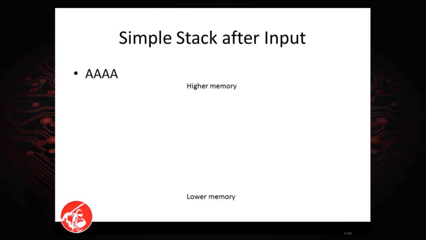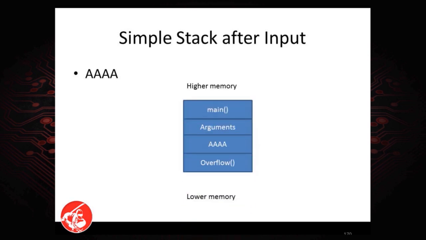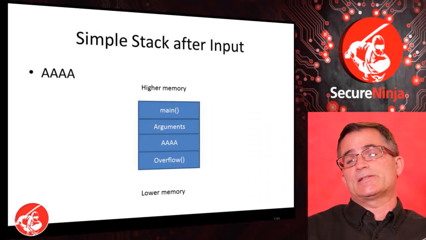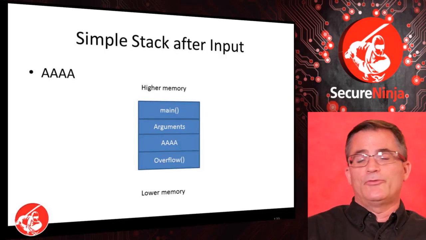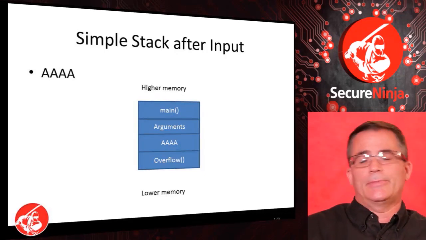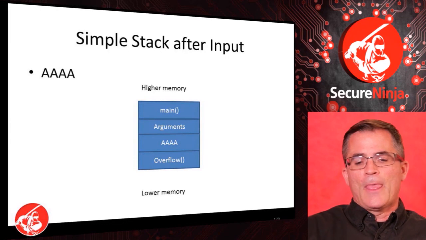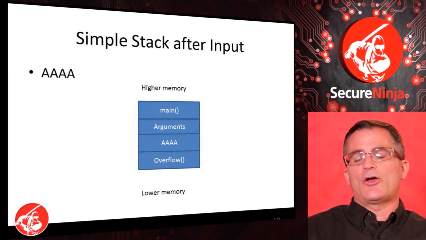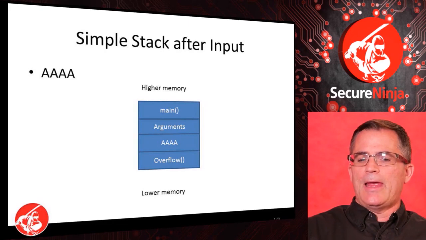So now here's what's going to happen. Here's our simple stack after input. All right, so we'll put it in here. We got our main, we got our arguments, we got 4 A's. We always love to use A's. The character A is what we use to test for buffer overflow. Don't ask me why, probably because it's the first character in the alphabet. If you wanted to use different, I've seen people use X. But anyway, doesn't matter. As you see here, in our buff, it's been stored 4 A's.